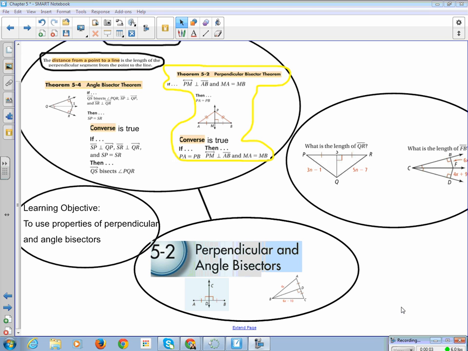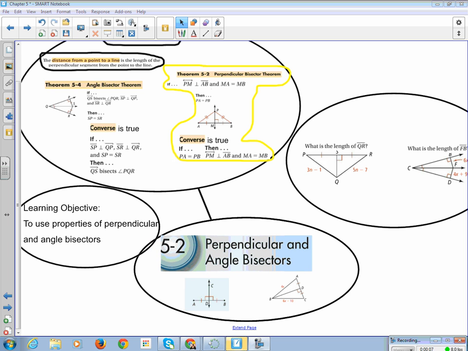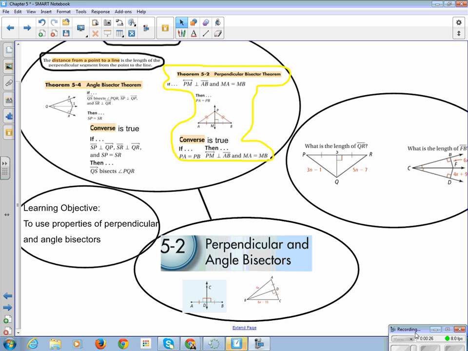All right, so this is Chapter 5, Section 2, perpendicular and angle bisectors. Here's a perpendicular bisector, and here's a little sample of an angle bisector. Our learning objective is to use properties of perpendicular and angle bisectors. All right, so all the important stuff.